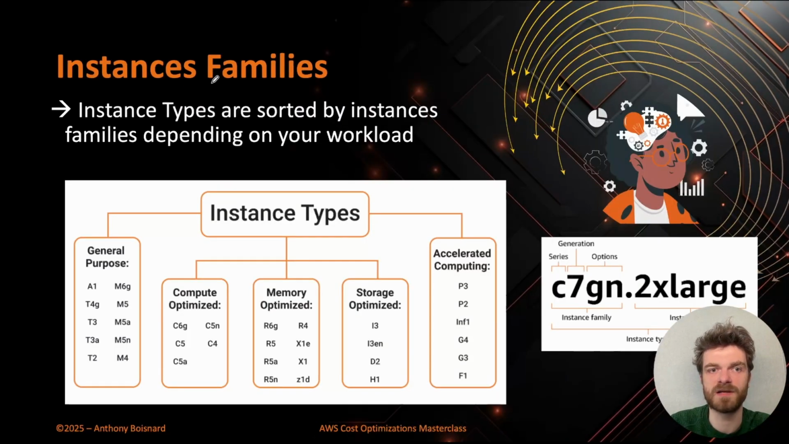So what are instance families? So you have your instance type here, which is C7GN.2XLarge. They are sorted by instance families. So the instance family for this one will be C, which means it will be compute optimized. In compute optimized, you have a series, which is C here. You also have other families with general purpose, for example, memory optimized, storage optimized, for example. In memory optimized, you will have R series and X series.